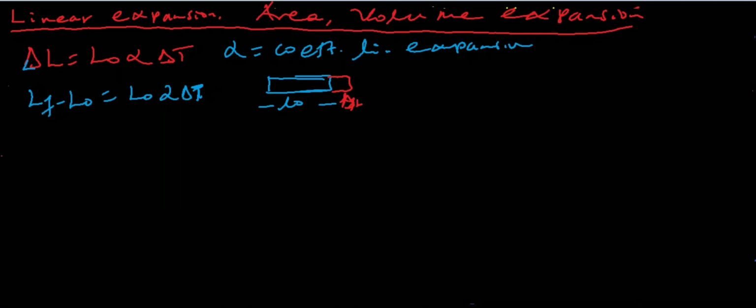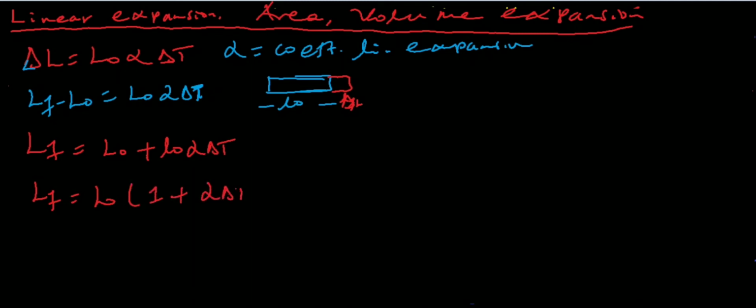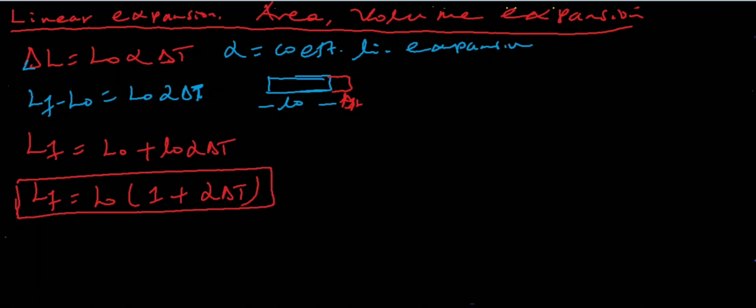Therefore, taking L naught to the right side, LF is equal to L naught plus L naught alpha change in temperature. LF is equal to L naught into 1 plus alpha change in temperature. This is our general formula to calculate the increase in length of linear expansion.